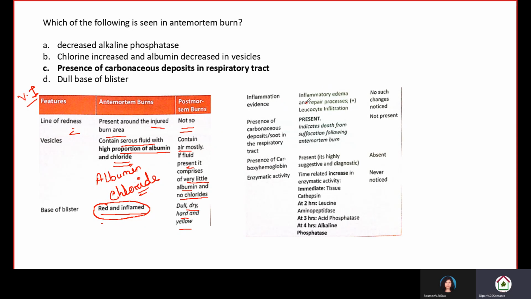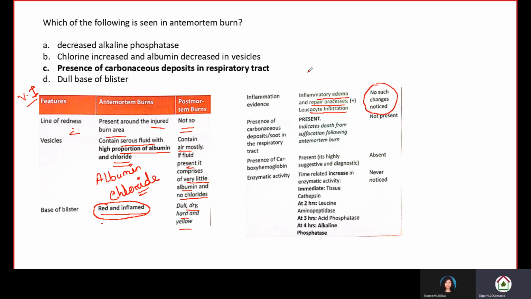Now that's the thing that I just told. Inflammatory edema occurs, repair processes and leukocyte infiltration occur, but obviously in a dead body there will be no inflammatory edema and no leukocyte infiltration. It is a very basic fundamental thing that inflammatory processes will only be present in a living body, not in a dead body, right? So in postmortem burn, there will be no such changes.